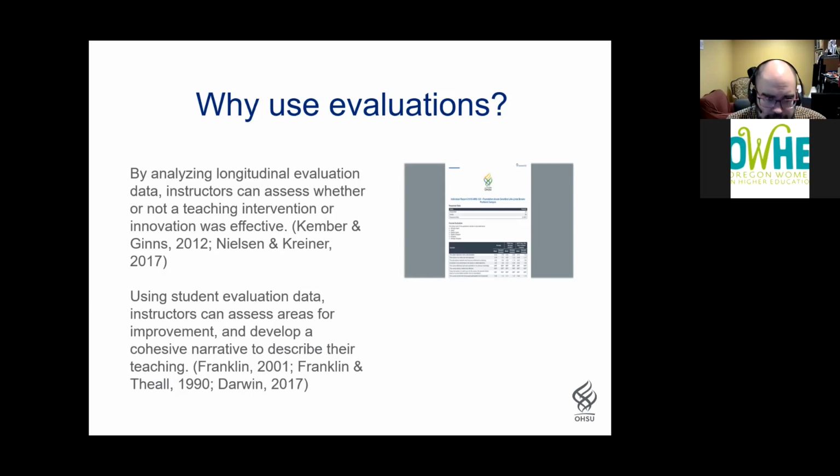Second, using student evaluation data, instructors can assess areas.